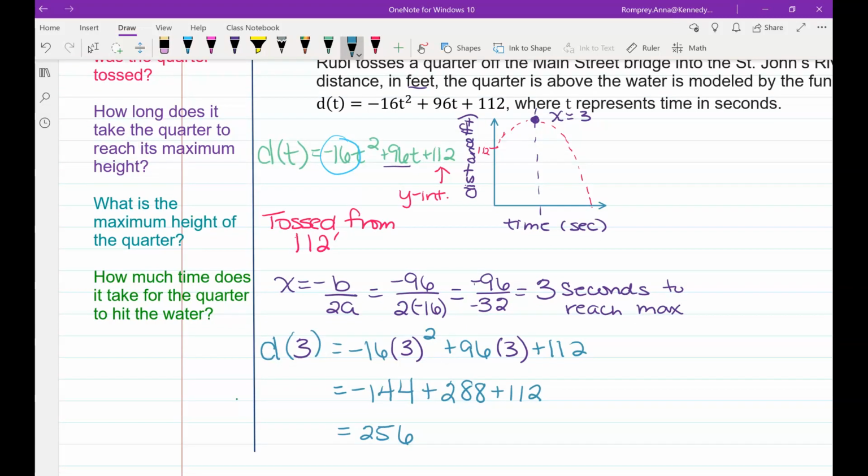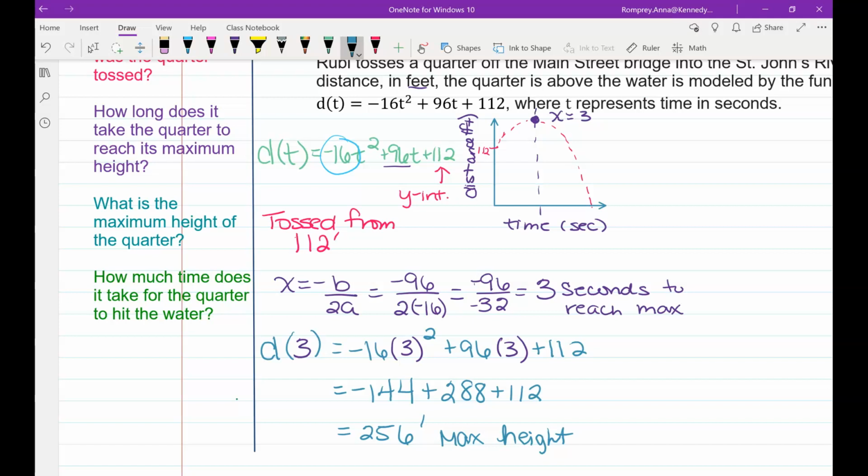256. Whoa. So she tossed that quarter 256 feet in the air. Granted, she started at 112. I would not call that a toss. I would definitely call that a throw. She chucked that thing. So 256 feet is our maximum height. You can use the single tick mark, or you can write out feet. Does not matter to me.